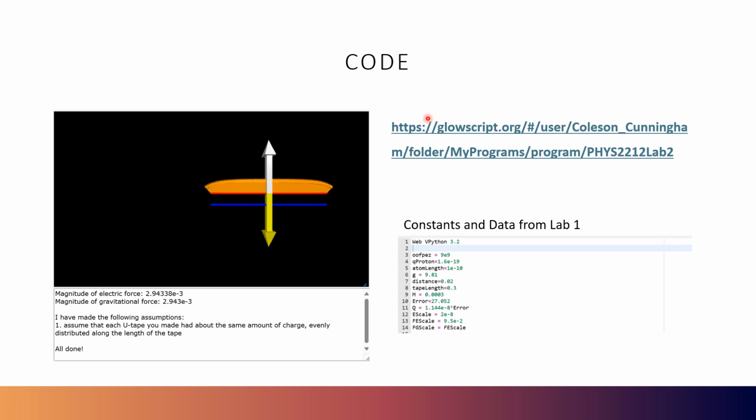Here's the code used in my experiment. We have the top tape, which is the system. We have the bottom tape. We have the gravitational force due to the surroundings on the system. And we have the electric force, which is due to the bottom tape on the top tape, as well as each of these arrows, which is a tiny piece of the electric field calculated on each dq.